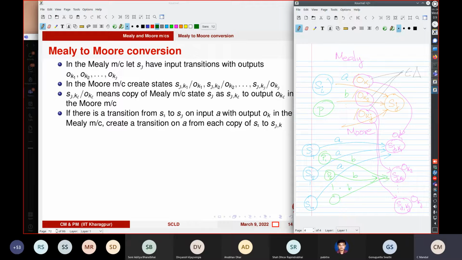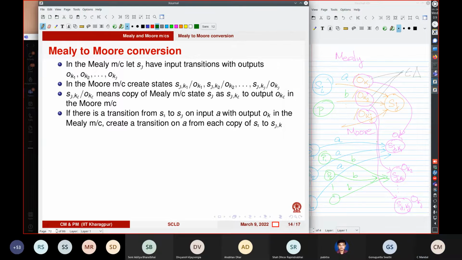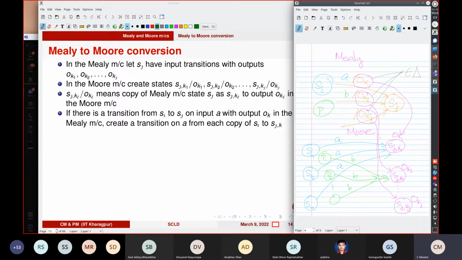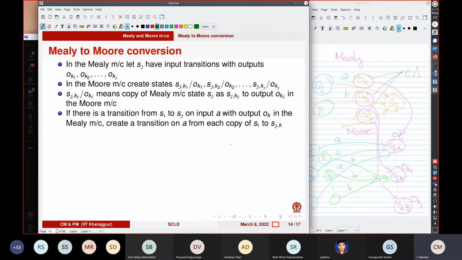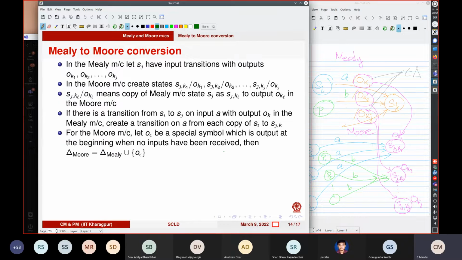All right. So this is how you can convert a Mealy machine to a Moore machine, okay? And what about the initial state? You have to be a little careful about the initial state. In the initial state you haven't received any symbol, okay? You haven't received any input as yet.